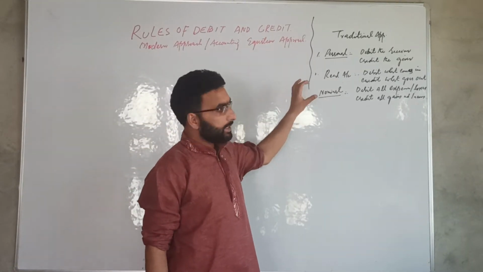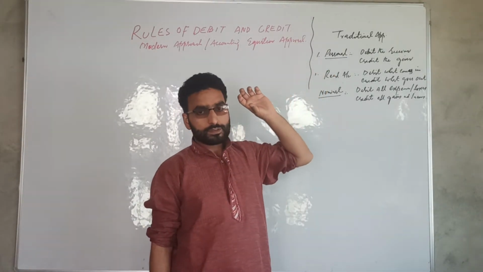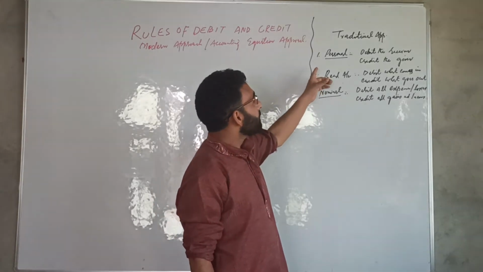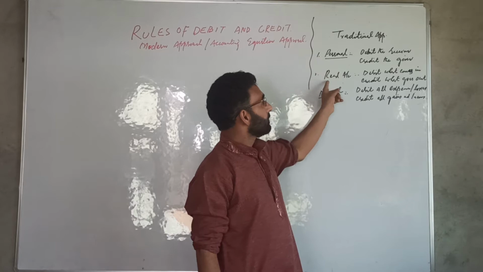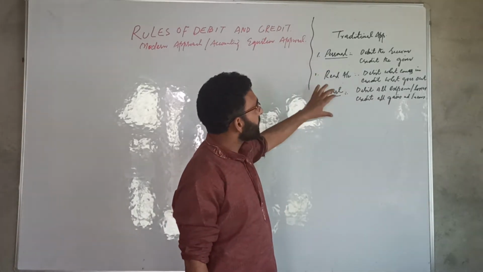In the previous video, we discussed the traditional approach and the rules of debit and credit as per the traditional approach. In the traditional approach, all the accounts of the business transactions were classified into three heads: personal account, real account, and nominal account. The rules for these accounts were as follows.